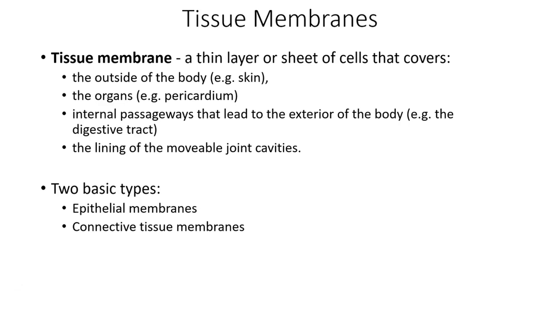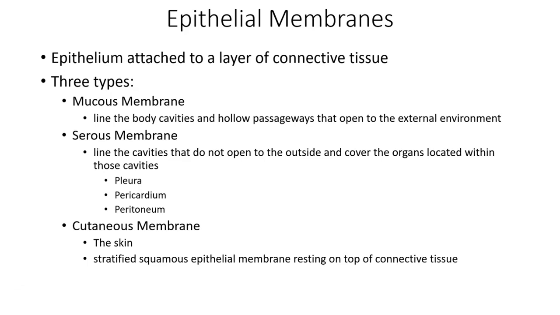And so we have two basic types of tissue membranes, the epithelial membranes and the connective tissue membranes. Epithelial membranes are going to attach to a deeper layer of connective tissue, and we have three categories of epithelial membranes: the mucous membranes, serous membranes, and cutaneous membrane.